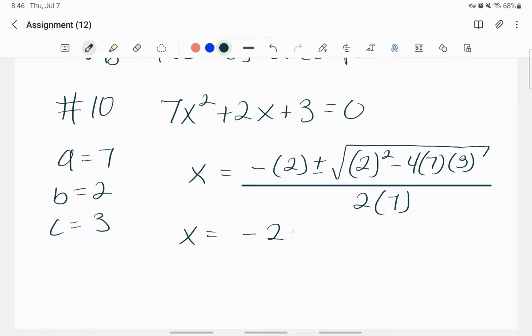So that's negative 2 plus or minus the square root. 2 squared is 4. Let's put that on top. Now look here. Negative 4 times 7 is negative 28. Negative 28 times 3, that is negative 84. 4 minus 84, that is negative 80. So under our radical, we have a negative 80. And that's divided by 2 times 7, which is 14.